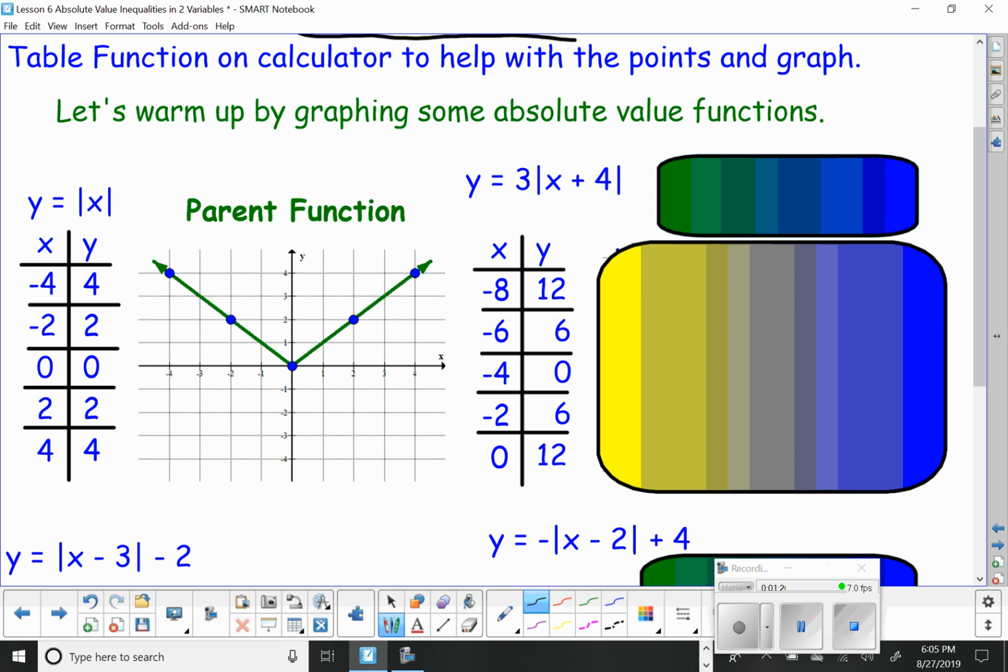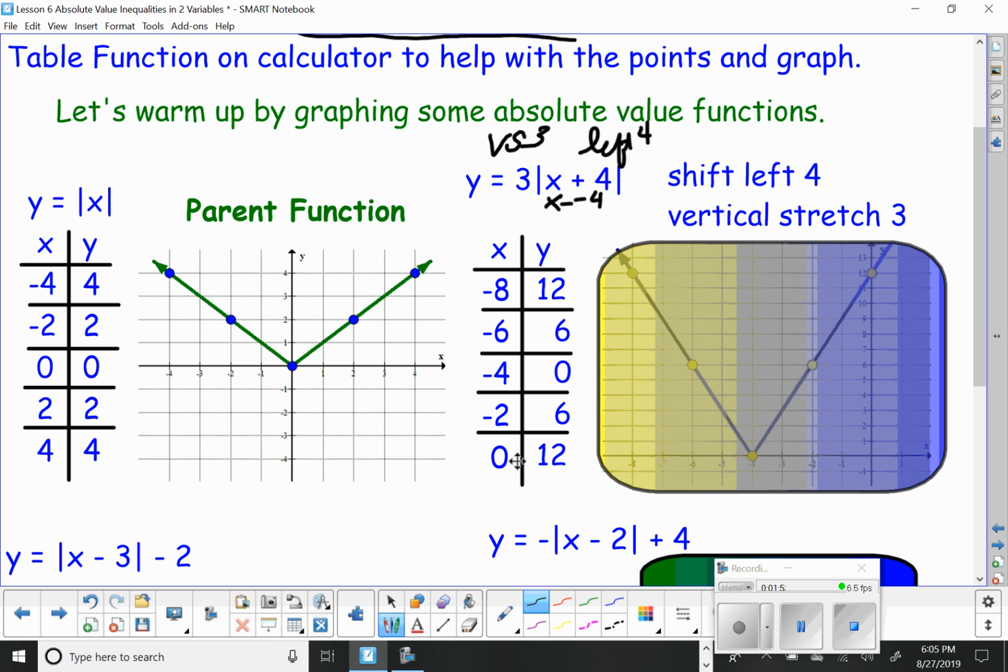Now, when we come over here, we've got a transformation. A multiplication on the outside says that I will vertically stretch it by 3 and plus 4. Remember, this is the same thing as x minus negative 4. Well, that tells me that I am going left 4. So I'm going to move my vertex to the left 4. Then, instead of going right 1, up 1, I'm going to go right 1, up 3. Graph transformations.